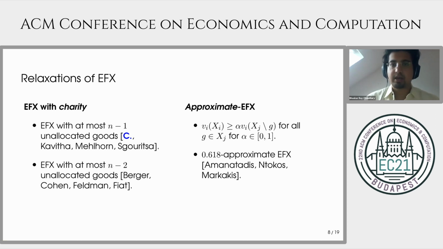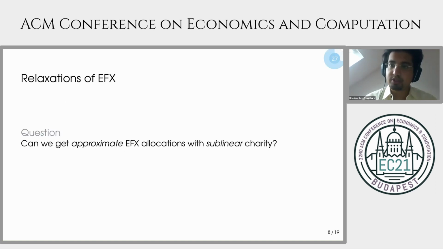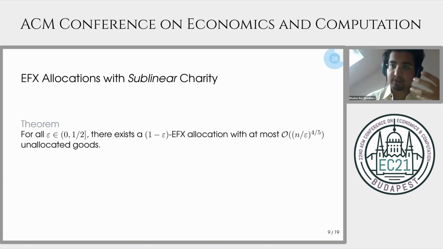Now the question that we ask is, can we combine both of these relaxations to get another interesting relaxation? Namely, can we get approximate EFX allocations with sublinear charity? This is the main question, and we give a positive answer to this question. We show that indeed this is possible. We can find 1 minus epsilon EFX allocations with at most order of n over epsilon to the 4/5 charity. And we also do this in polynomial time. So our approach is constructive.